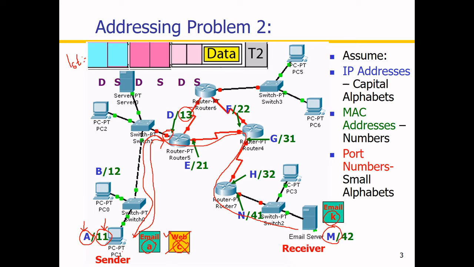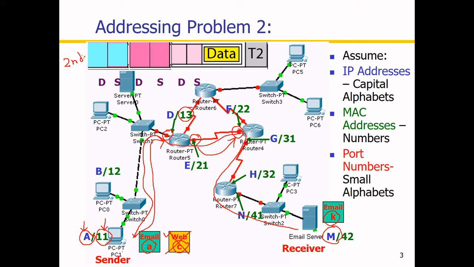Now for the second frame, I'm just going to erase some stuff over here. Okay. So for the second frame, the hop is going to be from this E interface of router 5 to this F interface of router 4, right? It's going to go from here to here.